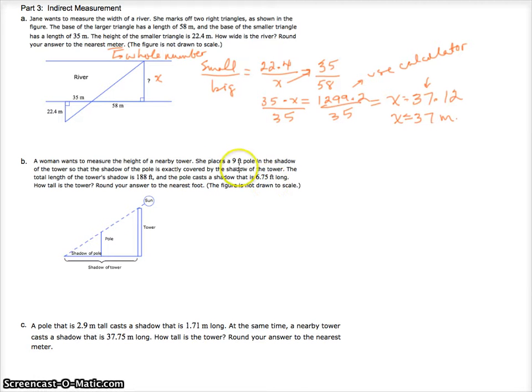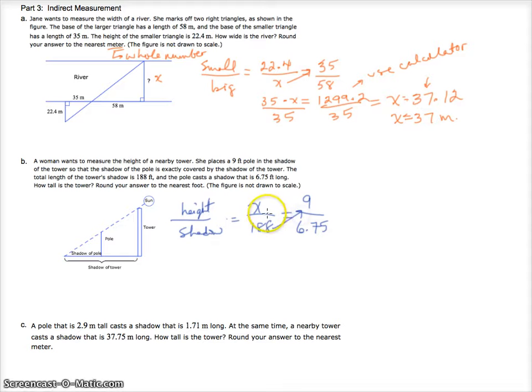So here we want to measure height to shadow. And we want to make sure that we do the tower first. So I want to know how tall the tower is. And I know that the tower's shadow is 188 feet long. I know how tall the pole is, it's 9 feet. And I know that the shadow is 6.75 feet long.